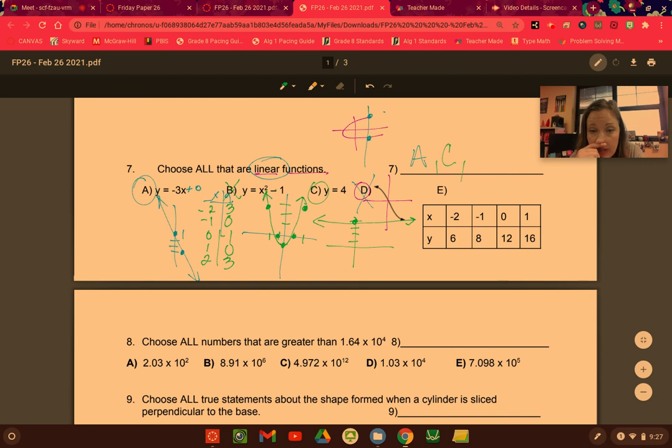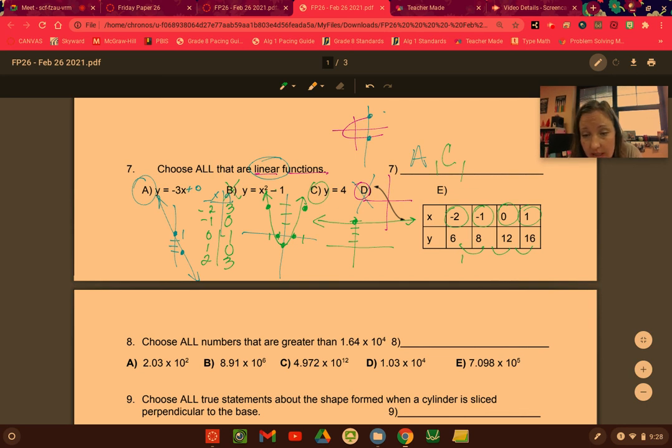And now let's check about E. In order to be linear, first of all, to be a function, there can be no repeating x's. Does it pass the function rule? It passes the function rule because none of those x's repeat. But does it pass the linear rule, which means it has to have a constant slope, a constant rate of change? So what's the rate of change?